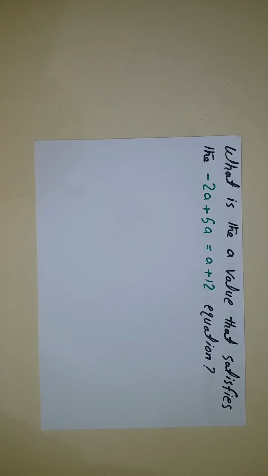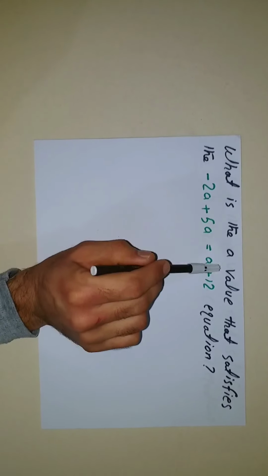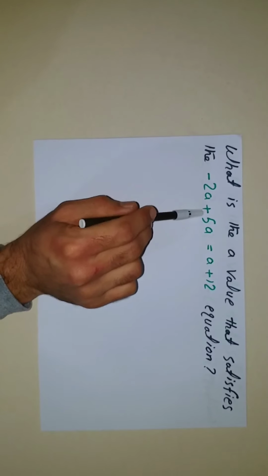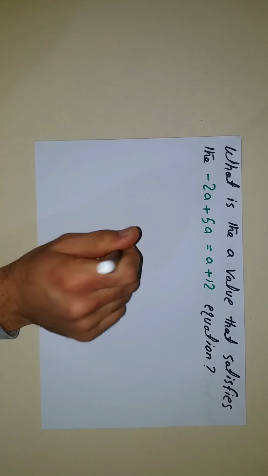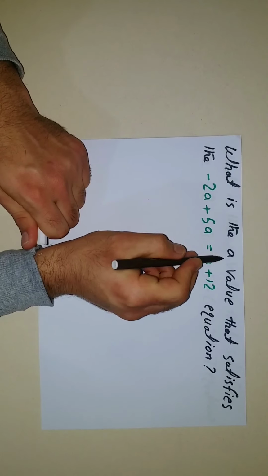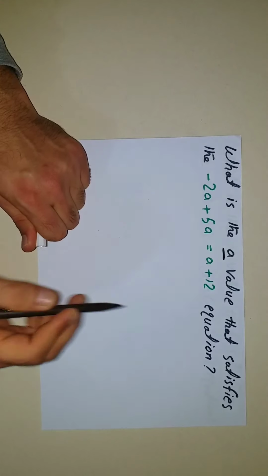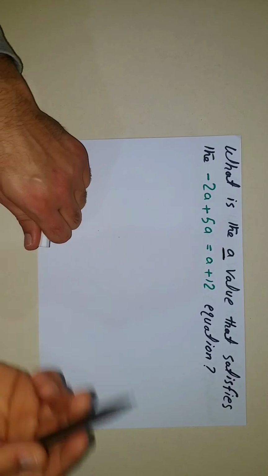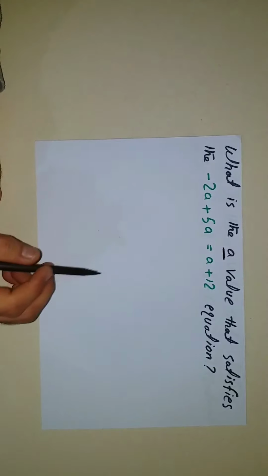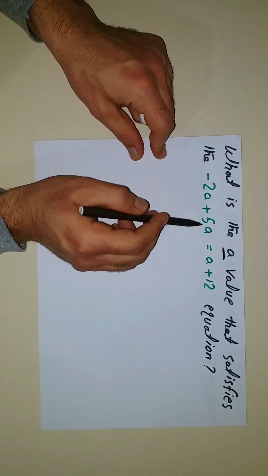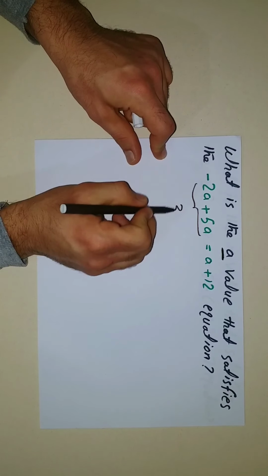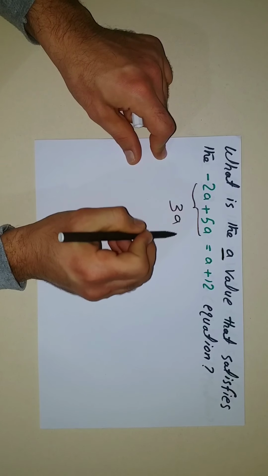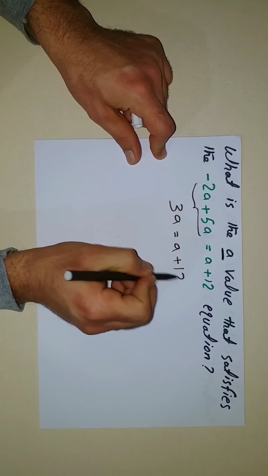Now in this question, what is the a value that satisfies the equation minus 2a plus 5a is equal to a plus 12? In this question the unknown is a. Our unknown is a. Every time you will not find x, you can find different unknown values. In this we have a value, so minus 2a plus 5a is equal to a plus 12. First I will solve this one. Minus 2a plus 5a is equal to 3a is equal to a plus 12.